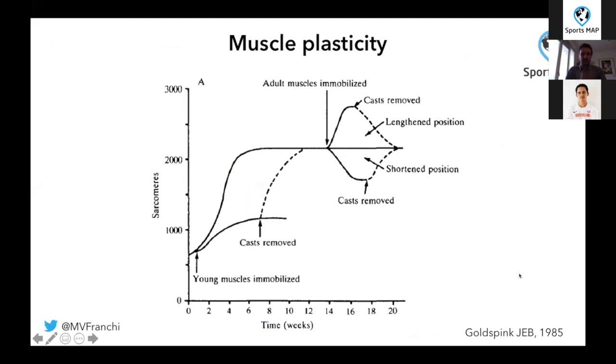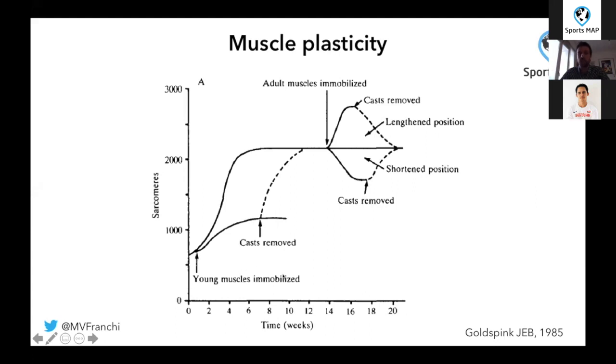Anyway, jokes aside, when we talk about skeletal muscle, we cannot refrain from talking about its plasticity. Here's a figure from a review by Jeffrey Goldspink in 1985. On the x axis, you will find time, and on the y axis, you will find sarcomeres. Bear in mind, I will not talk about sarcomeres a lot today for the sake of time, but I want to show you what happens in these mice, so it's a working animal.